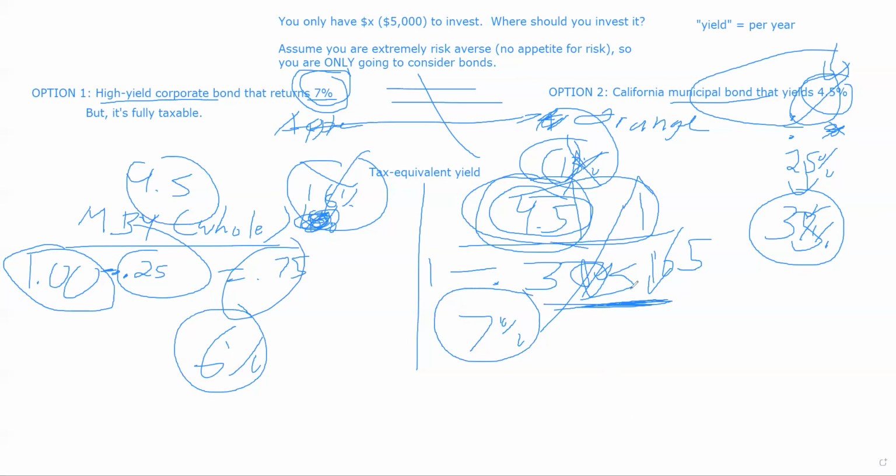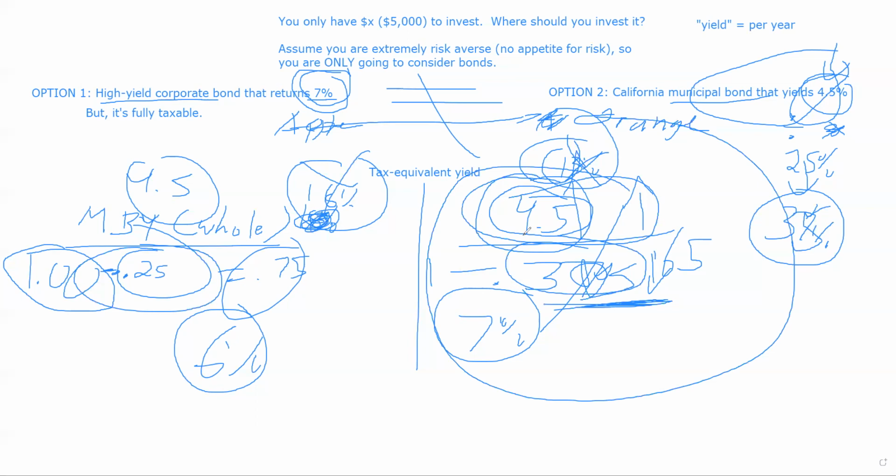We were in the 35% tax bracket over here, 25% tax bracket over here. So because we're dividing by a smaller decimal over here, that number went up much greater. Not much, but it went up by an entire percentage point, or almost an entire percentage point.